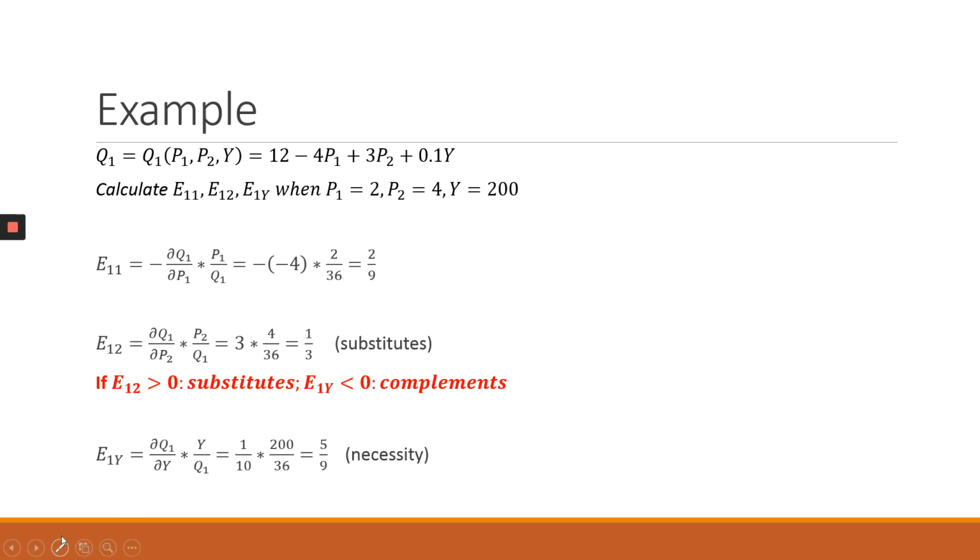With the income elasticity, we take the partial derivative of the demand function with respect to income, right? And then we substitute for income as well as quantity. And in this case, it's a positive value that is less than 1, right? So because it's less than 1, it means it's a necessity. All right.